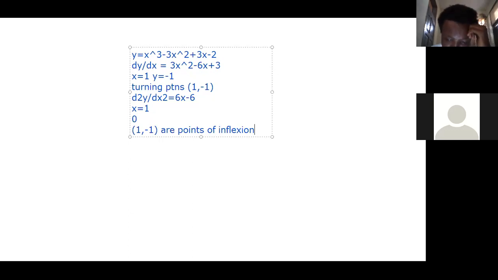Now, the question says we should find the turning points and the intercepts. When we are finding the intercept on the x-axis, what do we do? We put y is equal to 0. When y is equal to 0, what will we get? Use your calculators to give me the values.